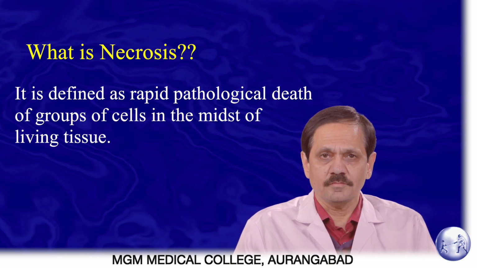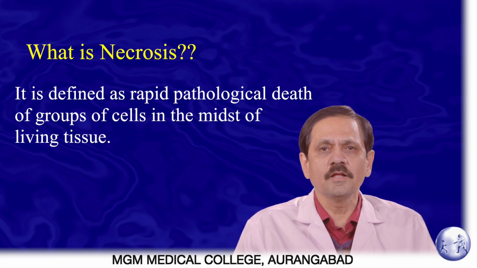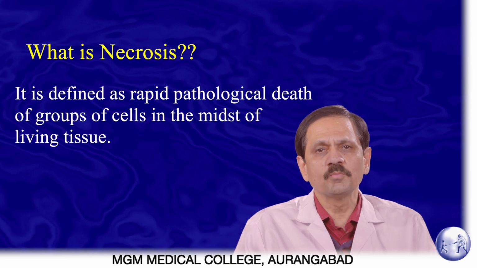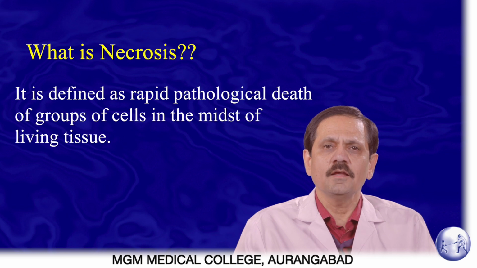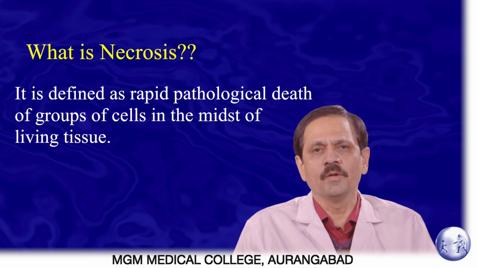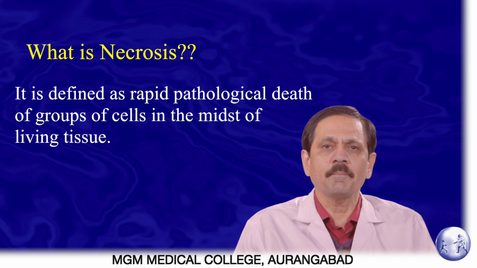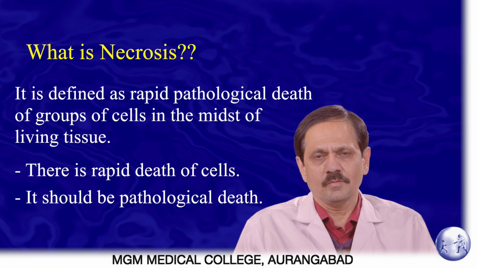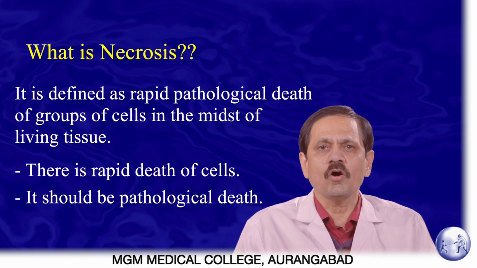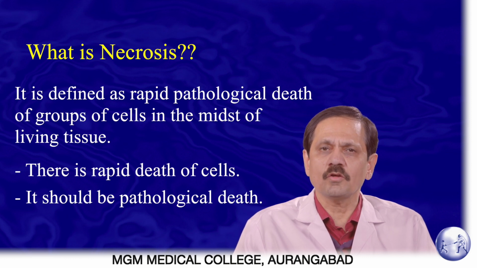What is the complete definition? It is said that it is a rapid pathological death of the cells or group of cells in the midst of living tissue. Each and every word has its own importance. The first thing, rapid. In necrosis there is a rapid death of the cells, because slow death occurs in atrophy. Atrophy means a decrease in the size of the cell or organ. So, slow death occurs in atrophy, so it is not necrosis.